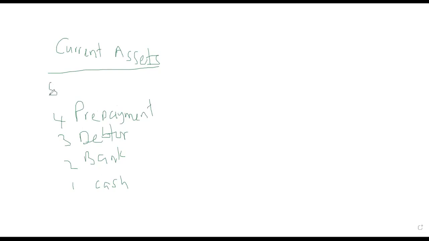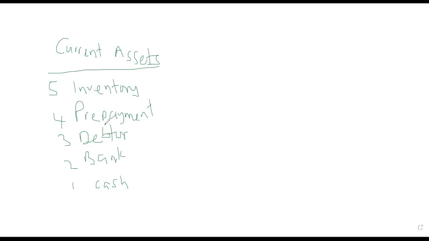So in the balance sheet, the order of assets is as follows. The most liquid is cash, then followed by cash at bank, then followed by debtors. Debtors are called trade receivables, then followed by prepayment, and followed by stock or inventory. Current liabilities are what we owe payable within a period of a year.